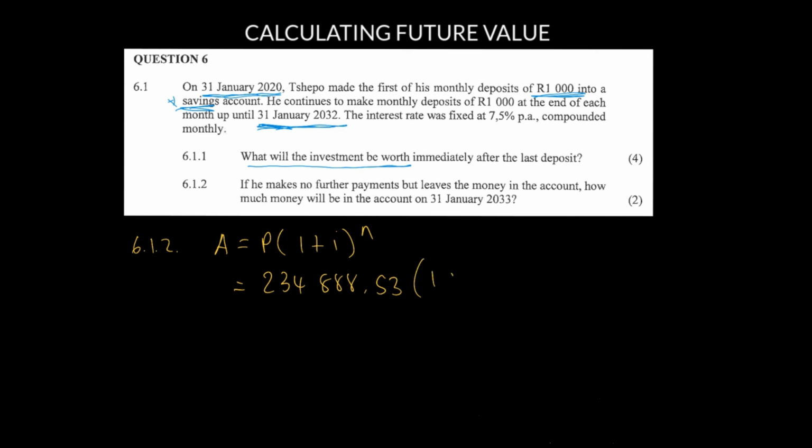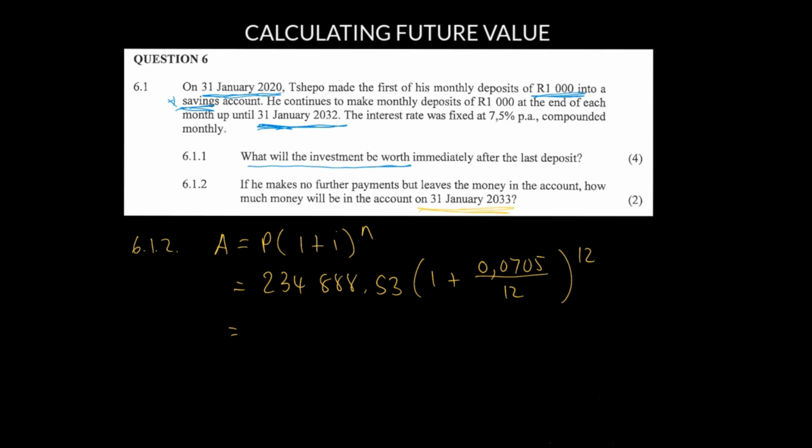And that has to grow at the same interest rate, 7.5%, compounded monthly. And the money is in there for a year. So it's in there from the 31st of January 2032 to the 31st of January 2033. So it's going to be in there for 12 months. So compounded once a month for 12 months means it will have been compounded 12 times.